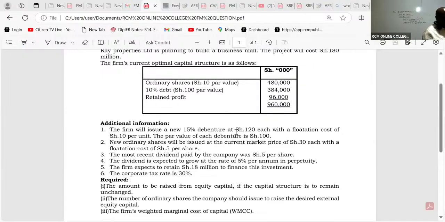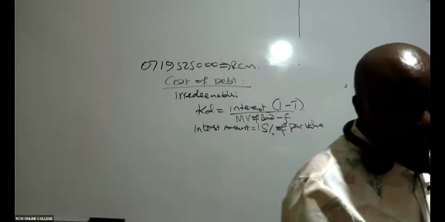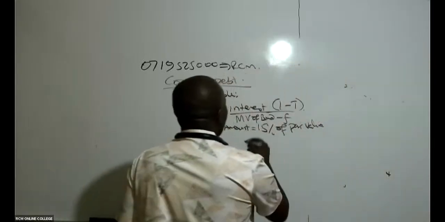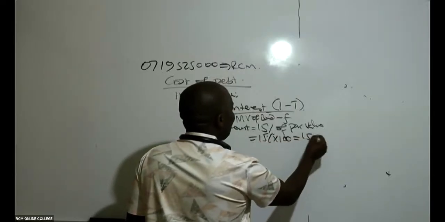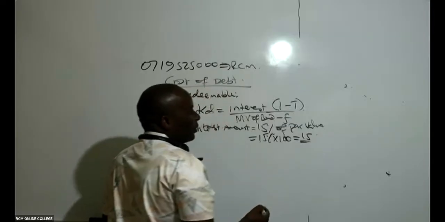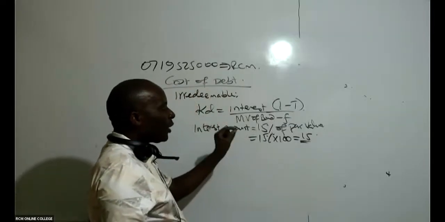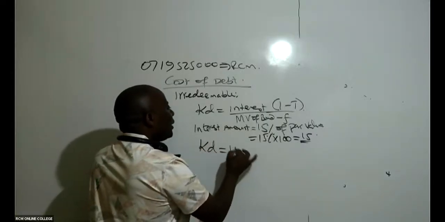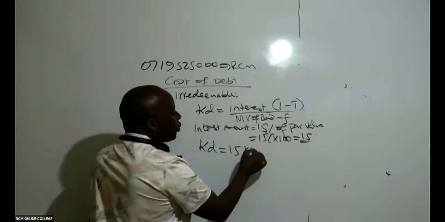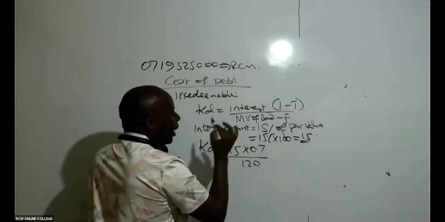The current market value of the bond is 120, with a flotation cost of 10 per unit, and the par value is 100. So it should be 15% of 100. This gives me 15 bob. So it should be 15%, not of the market value, but of the par value. Then my Kd will be the interest, 15 shillings times 0.7, all over 120.